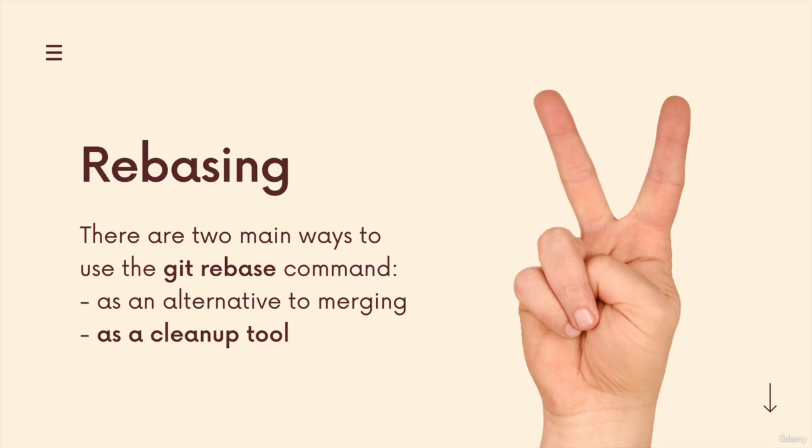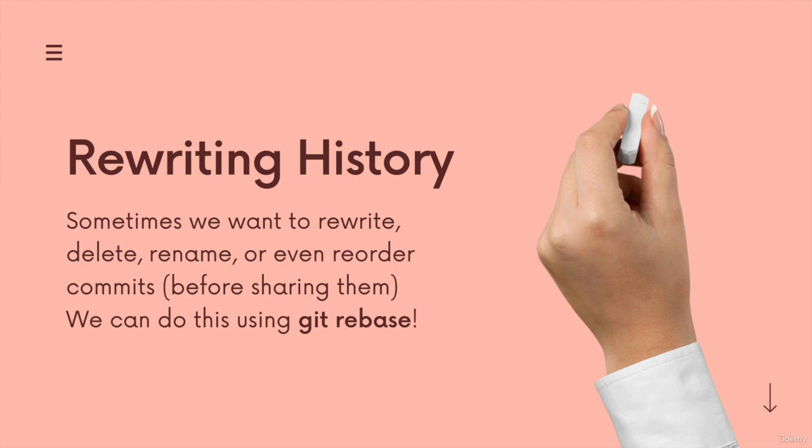So if you remember, I had this slide with not a peace sign, but two fingers, because there are two main ways to use the git rebase command. One is as an alternative to merging, as we've already discussed. You're probably exhausted from that, but that's one way of using it. But another way of using it is as a cleanup tool, and it allows us to do some of these things I've just mentioned, rewrite history.